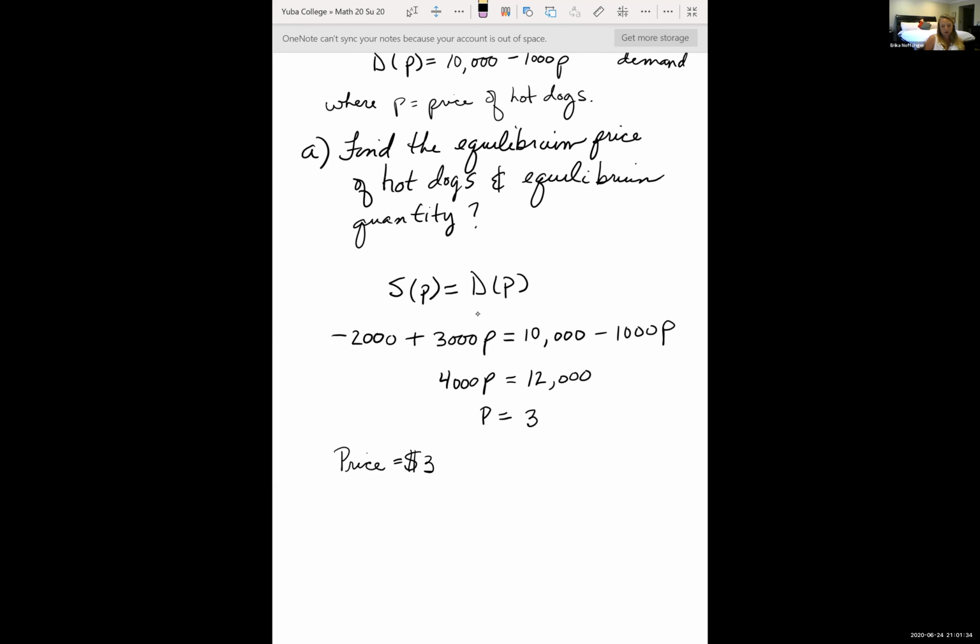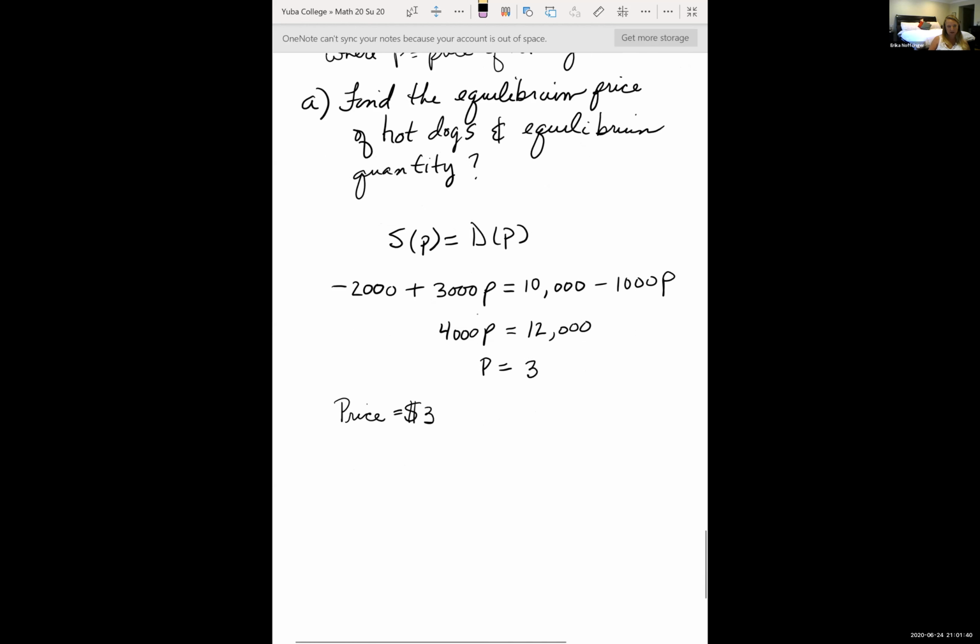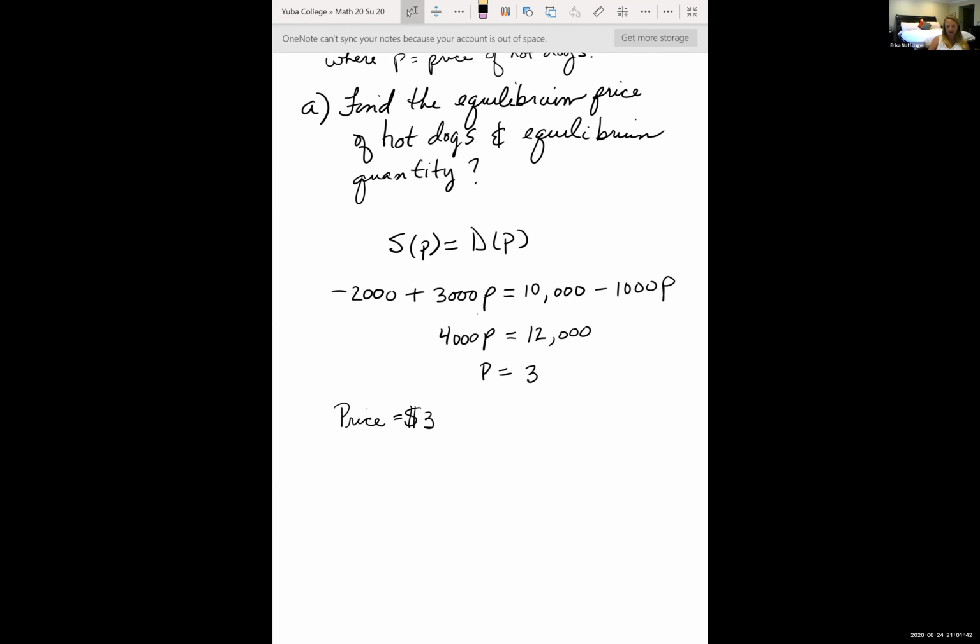Okay, so if you sold your hot dogs at the baseball game for $3, the supply, how many hot dogs you have, would equal the number of hot dogs that were demanded and sold. And now we want to figure out what that quantity is.